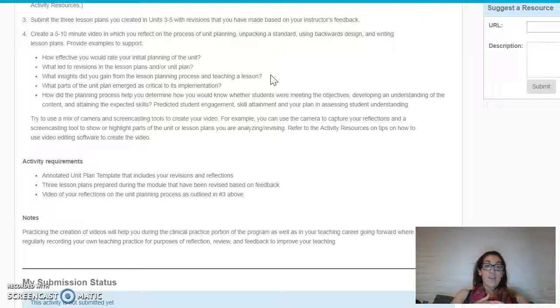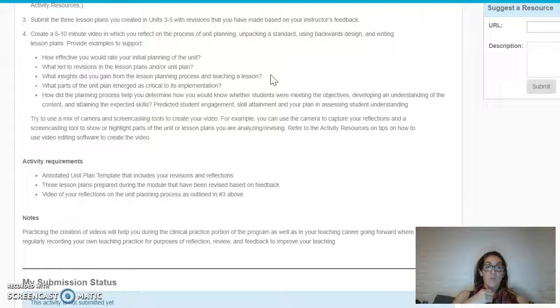Insights that I gained is really just that sometimes, keep it simple, stupid, as they say. Sometimes I overplanned, and you lose sight of what the essential and enduring learnings you want the children to gain from this. And by overdoing it, you can kind of drown the information out. So I think that's one of the most important insights that I gained from this unit, from the lesson planning process and teaching a lesson.